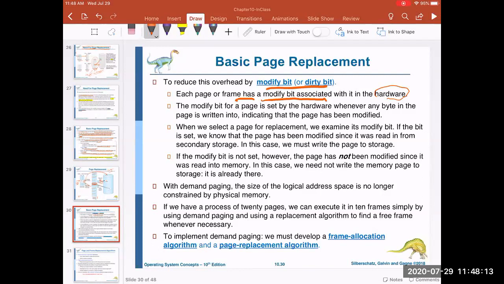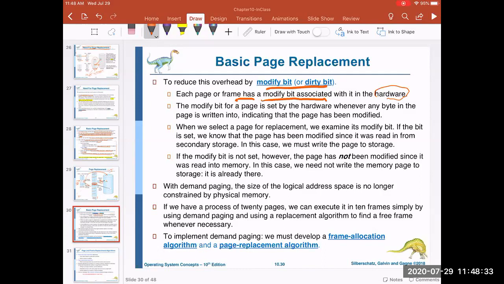If the modify bit is not set, it means that no change has been done and there is no need of swapping then. So that would actually reduce our overhead. If the victim has been identified and changed, then we have to perform the swap out.